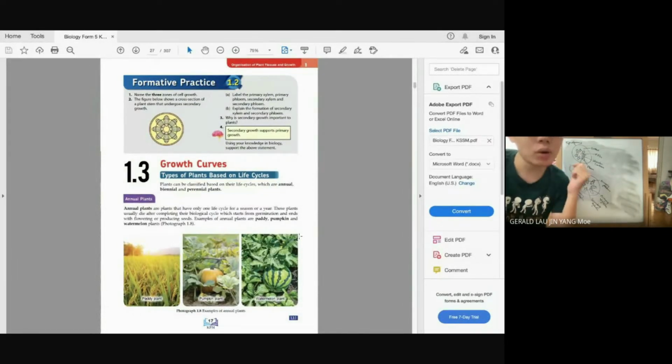So annual plants, like I said just now, have one life cycle in a season or a year. An example is paddy, because if you go to Sekinchan or maybe Kedah, you see the paddy harvest is once a year, right? You grow and then you harvest the paddy once a year. Same for pumpkin plant and watermelon plant.